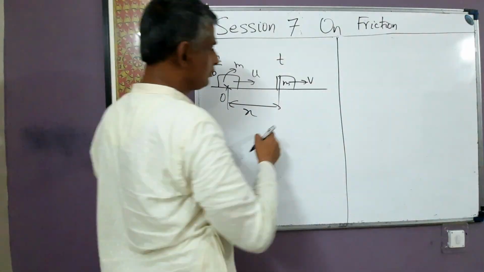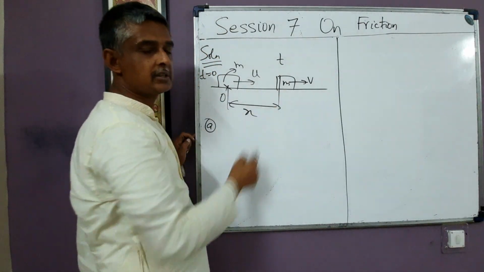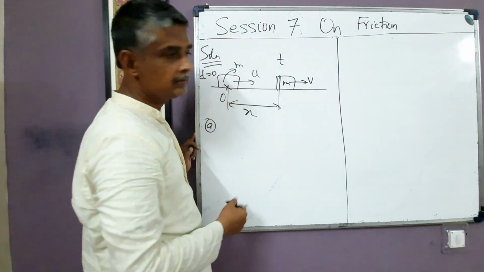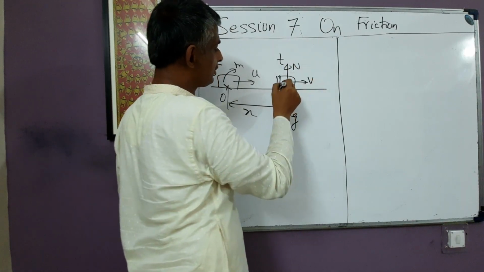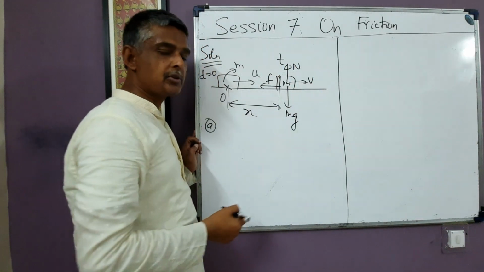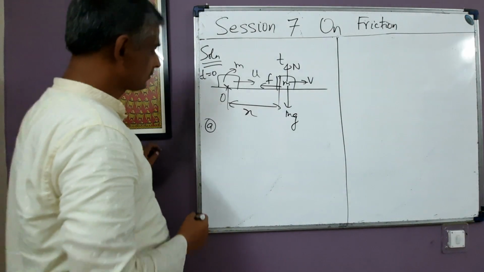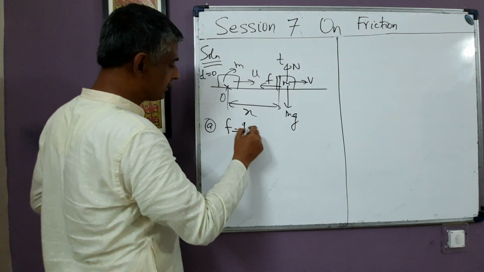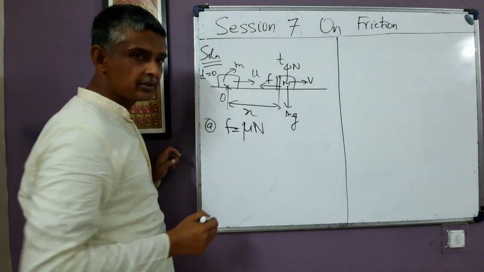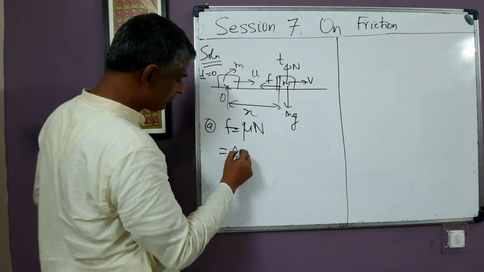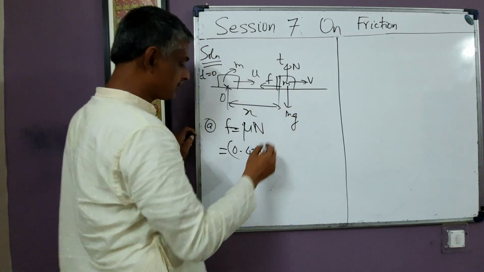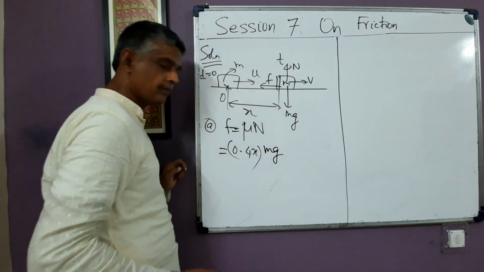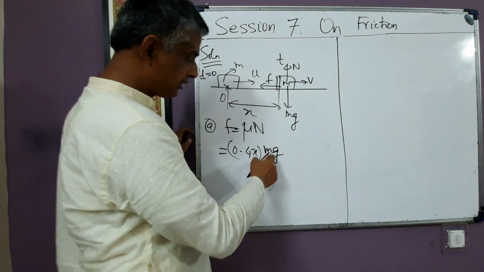So for that, I'll first draw the free body diagram of the block with respect to ground at arbitrary instant t. Only real forces will act: mg and N, and friction force will act leftward, opposite to direction of relative slip. Now friction force is equal to mu N because slipping is taking place between the block and the surface. Mu is given to be 0.4x. N is numerically equal to weight of the block, mg. G is given to be 10.